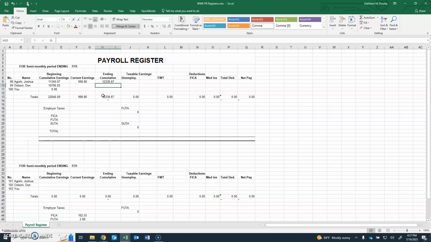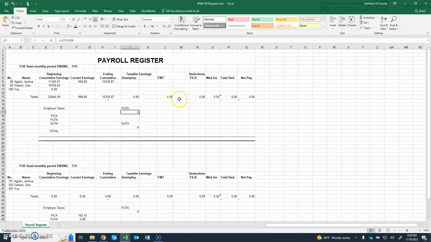So we're going to take the beginning cumulative plus the current earnings and add those together. Okay. Now, for the most part, I didn't put any formulas in. Okay, change that to 0.06. I do have the FUTA and the SUTA formulas in there. Your FUTA used to be 0.008, but you need to change that to 0.006 in that formula.